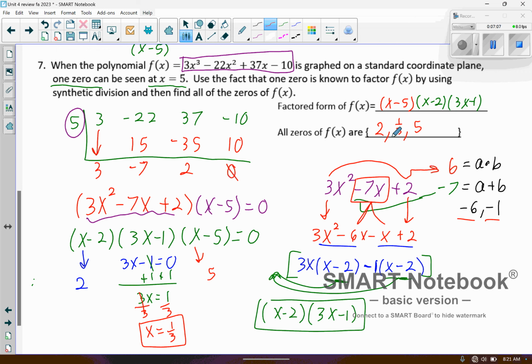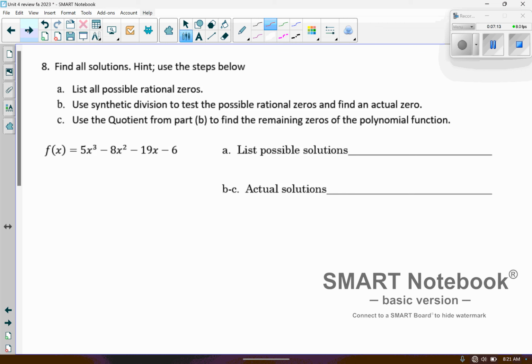Okay, let's look at our other synthetic division problem. So right here, this time we're not going to be given one of the solutions. On the previous example, we were given one of the solutions, and that was very helpful. Here, we're not going to be given a solution, so we have to do this rational zero theorem, where we're going to list all these possible solutions that may or may not work. And then we start trying them. And then once we find one that works, then it's going to be pretty similar to the one we saw on the previous slide.